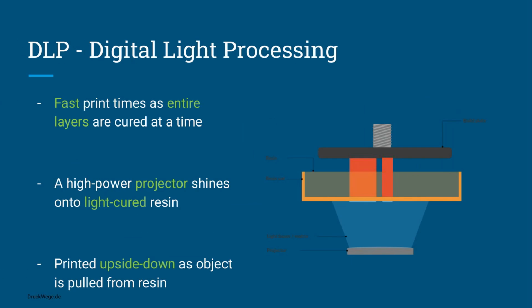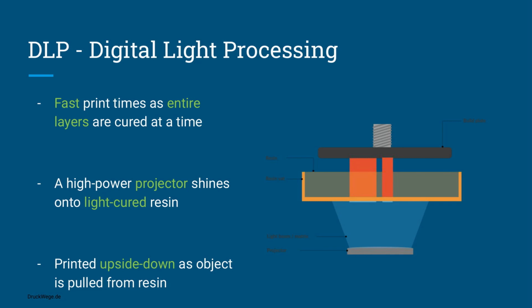So the next 3D printing type is called DLP, which has very, very fast print times as the entire layer is cured at a time. Also, it uses a high power projector that shines into the resin to cure each layer. Just like SLA 3D printing, it is printed upside down as the object is pulled from the resin.